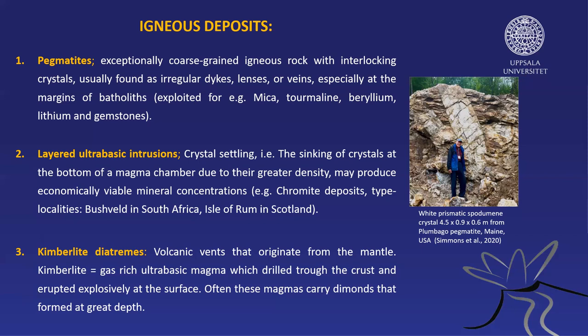So a pegmatite is a coarse grain igneous rock with interlocking crystals, usually found as irregular dikes. That means basically a big slab of volcanic rock or magmatic rock, cross-cutting all the other rocks and geological formations. We can find also pegmatites as lenses or veins, especially at the margins of big magmatic intrusions. That's batholith.